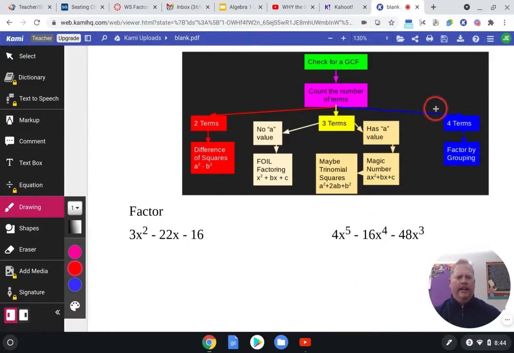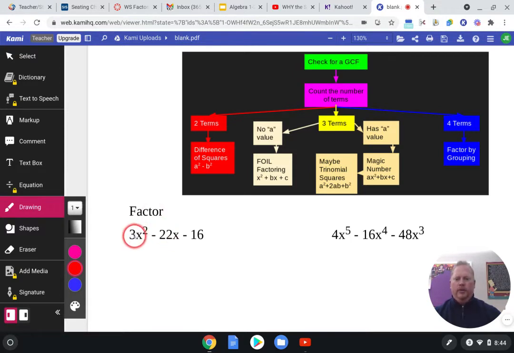Okay, so you can see I've copied this chart over here, so I'm going to use that as a reference. The instructions here are just factor. It doesn't say factor by grouping or use GCF. It just says factor, and you have to figure out which way to do it.